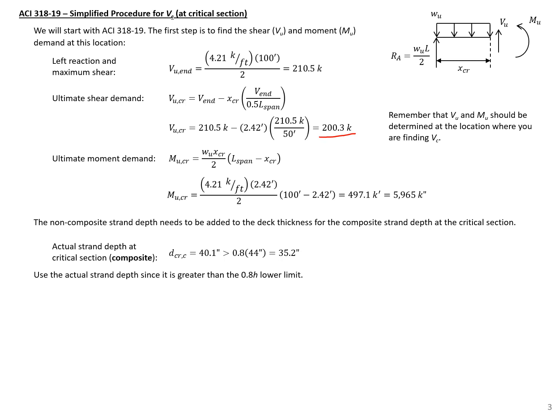200.3 kips for our ultimate shear, and 5,965 kip-inches for our ultimate moment.